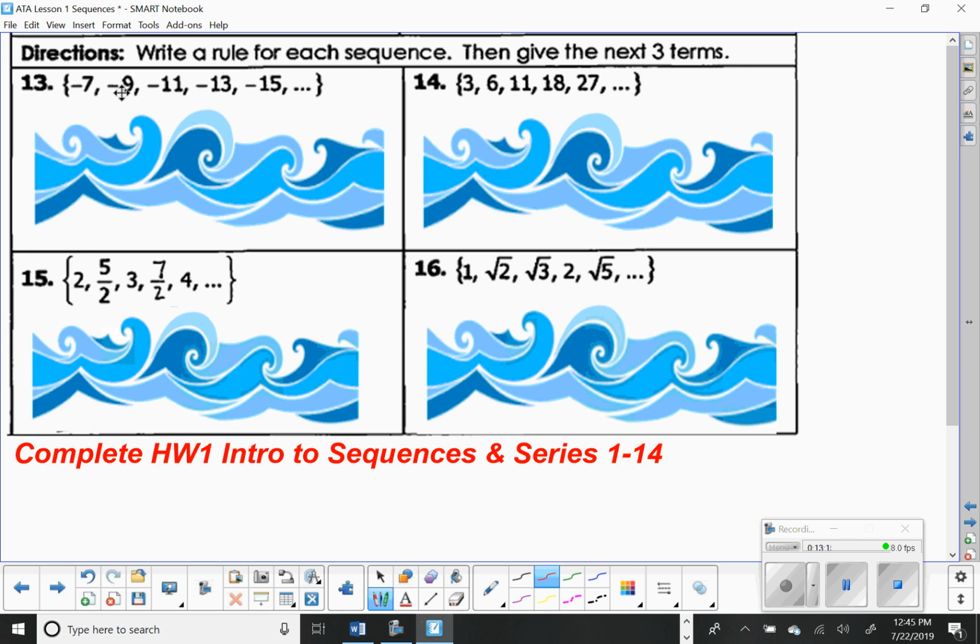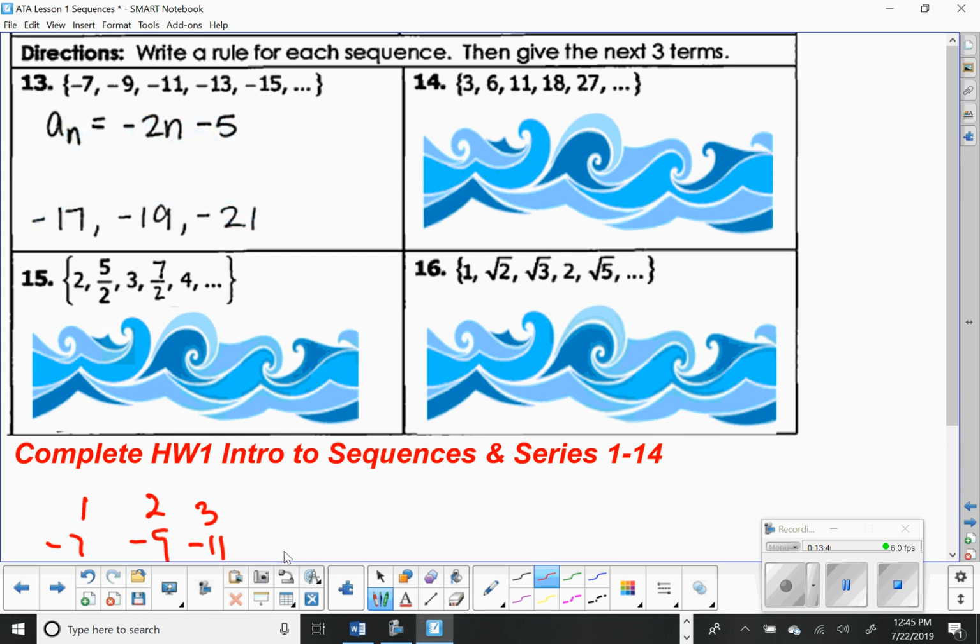What do I do? What do I do to 1 to get negative 7? What do I do to 2 to get negative 9? What do I do to 3 to get negative 11? Think about it. Okay. Did you get negative 2n minus 5? And then there are the 3 terms.